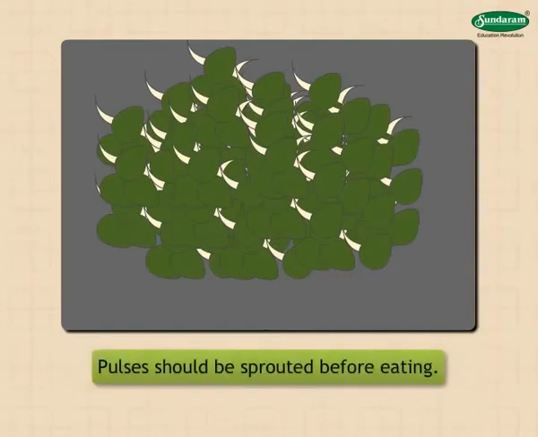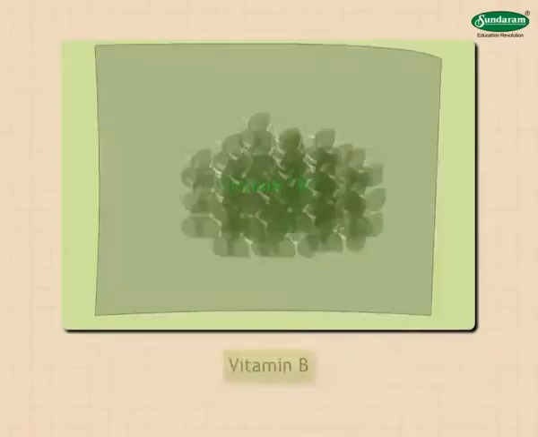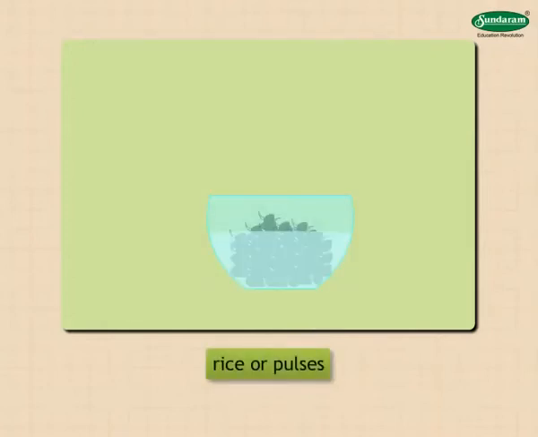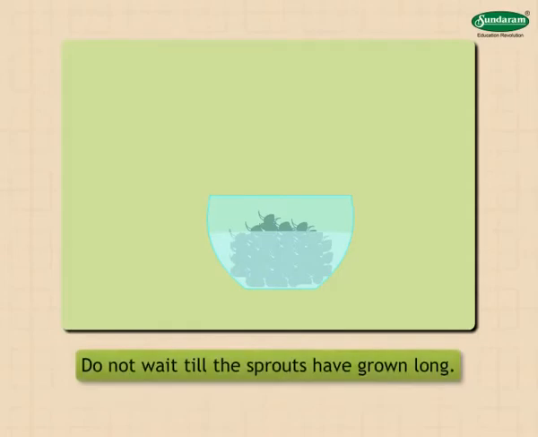Pulses should be sprouted before eating. Sprouting makes them easier to digest. Vitamin B is also formed in them. Never throw away the water in which rice or pulses have been cooked. It contains all nourishing substances. Note: eat the sprouted seeds while the sprouts are still small. Do not wait till the sprouts have grown long.